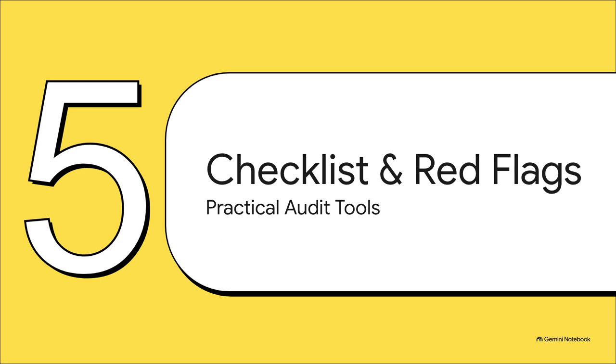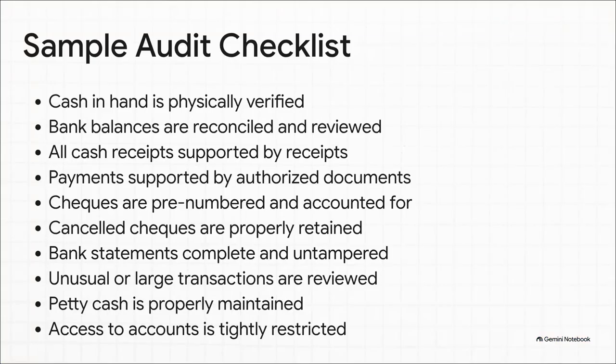Moving to Chapter 5, Checklist and Red Flags, Practical Audit Tools. When we are out in the field, this sample checklist is our ultimate baseline. We ensure cash in hand is physically verified. We walk to the safe ourselves. We ensure bank balances are reconciled and reviewed. We check that all cash receipts are supported by actual receipts, tracing daily deposits back to carbon copy books.